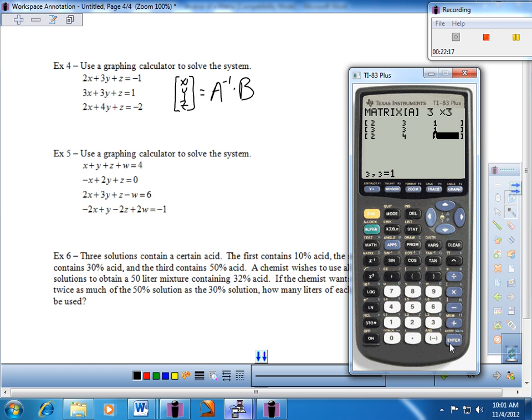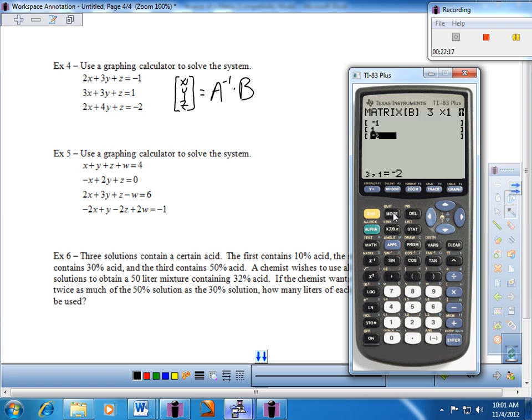So there's that one right there. I like to go out and go back in, but I think you could probably just hit the matrix menu again. And then let's edit B and make this the 3x1, so just the constants on the other side there. And let's get the -1 and the 1 and the -2 in. Okay, and I have that.